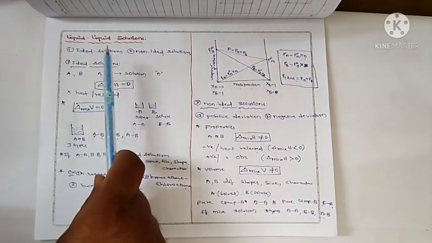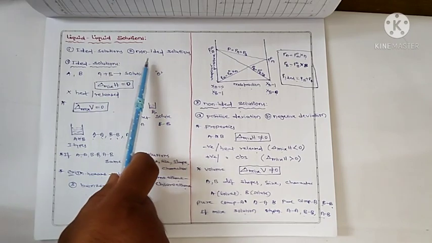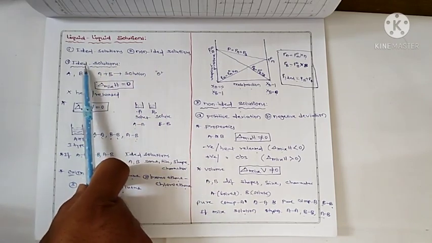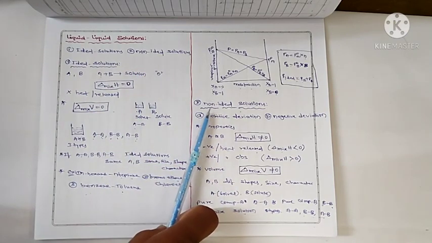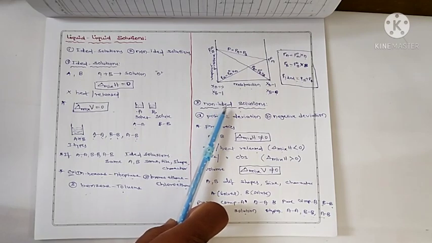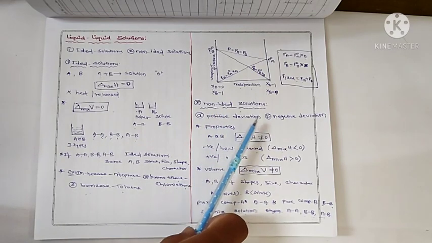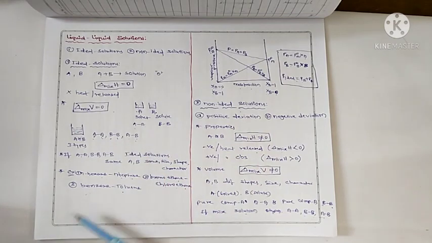So this is about liquid solutions: ideal solutions and non-ideal solutions. These non-ideal solutions are also classified into two types: positive deviation and negative deviation.